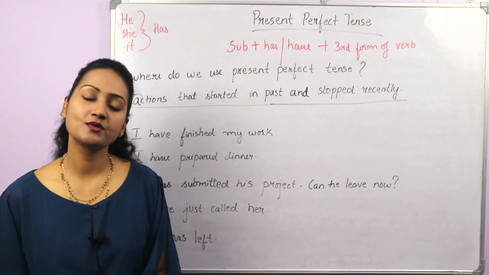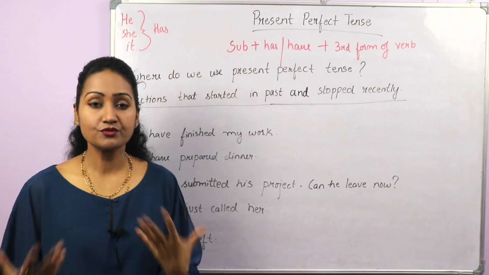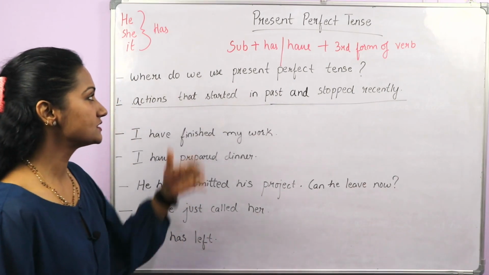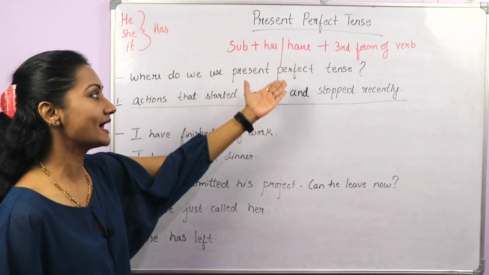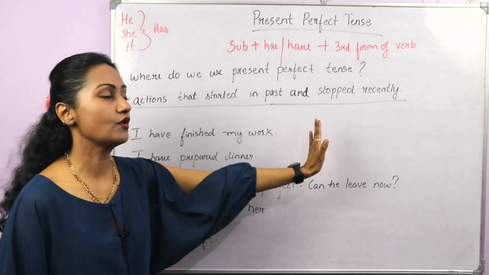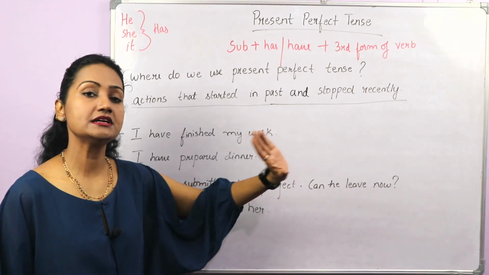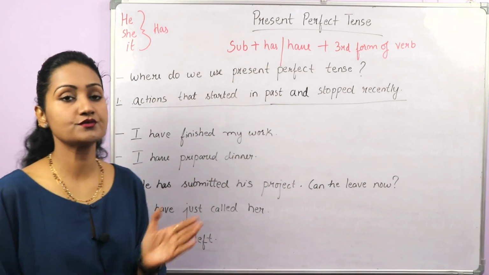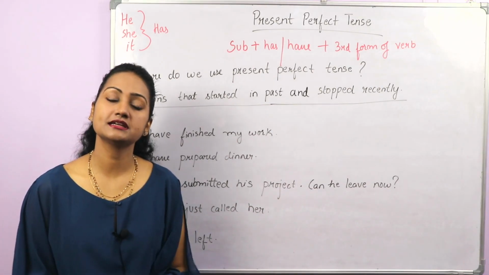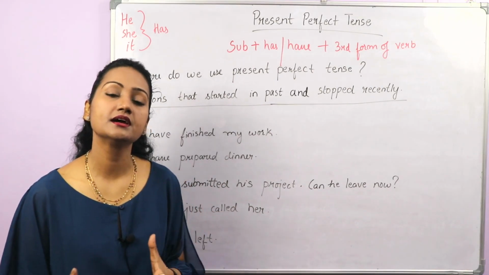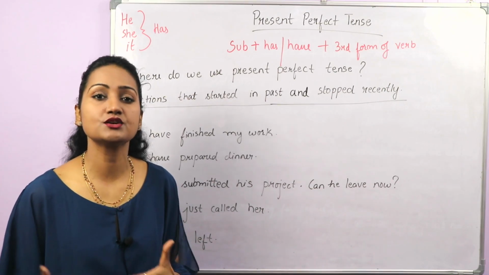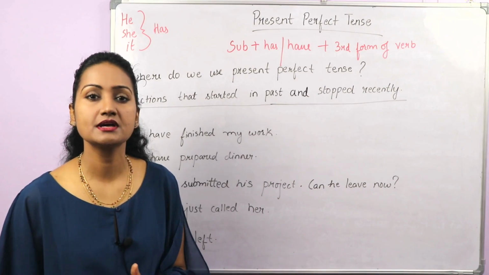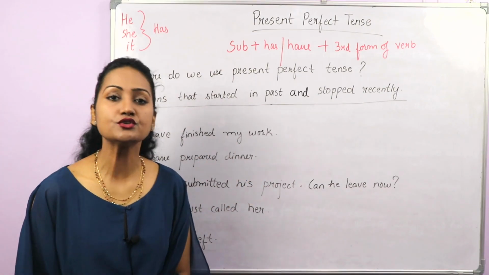Where do we use present perfect tense? Before getting into that, first let's look at the structure. So this is the rule: subject plus has/have plus third form of the verb. Here we will not use the first or second form, but we will use the third form of the verb. Again, before learning about tenses, it's better that you watch my videos about verbs, their different types and forms, so that you will not have any kind of confusion here.